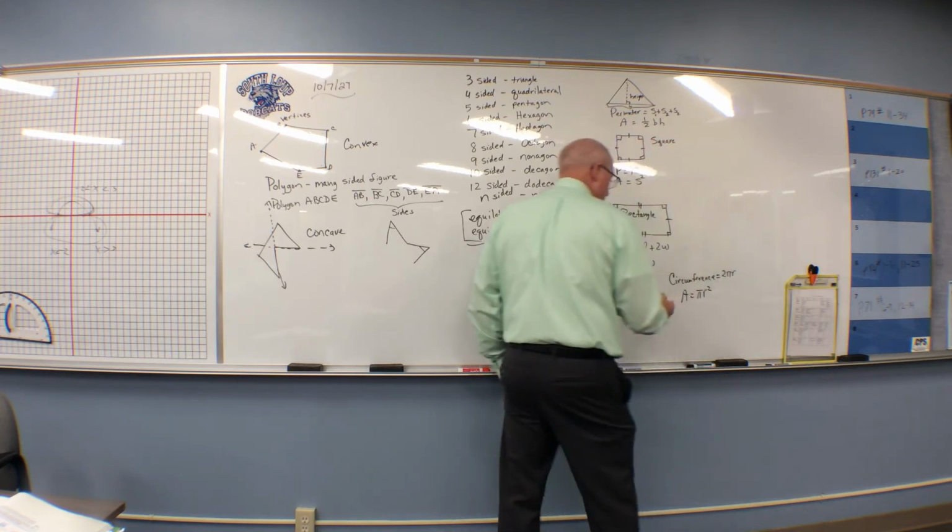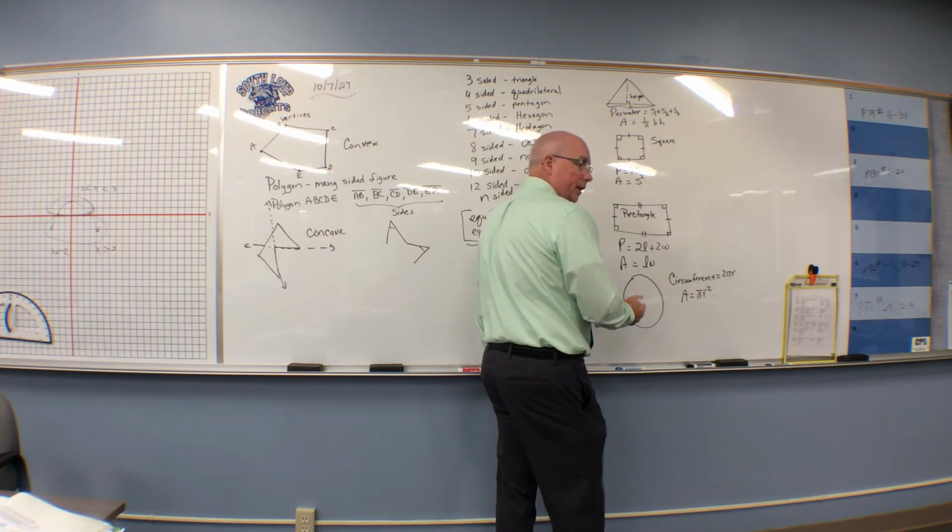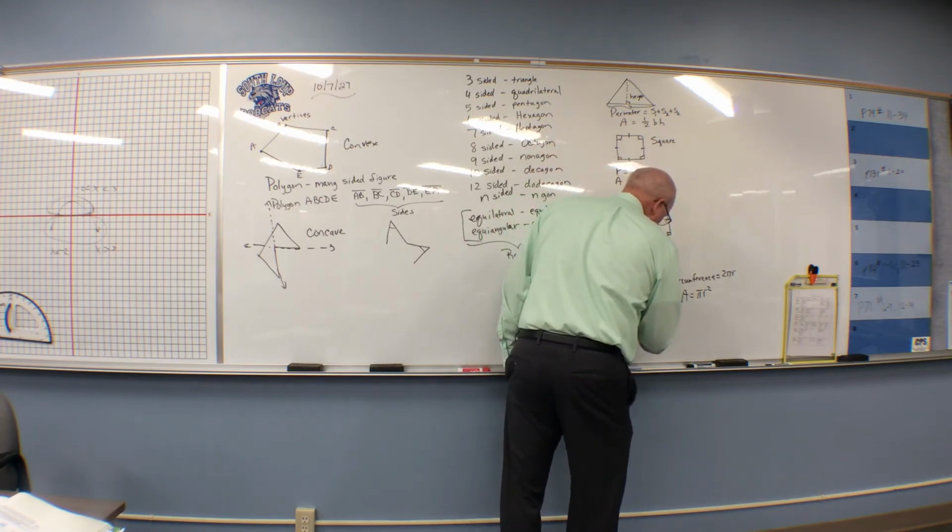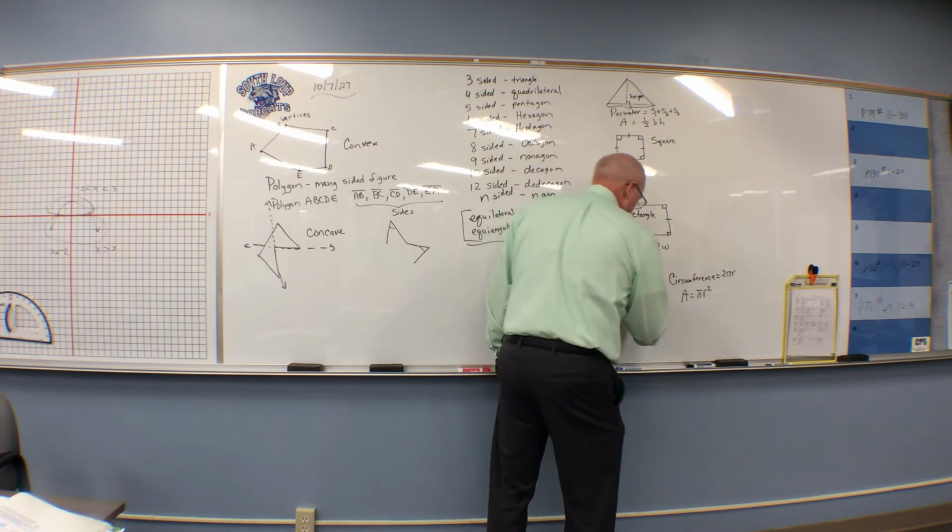Now, we talked a lot about r, and I haven't defined anything, have I? This is the diameter, which is the full length through the center. This is called the diameter.